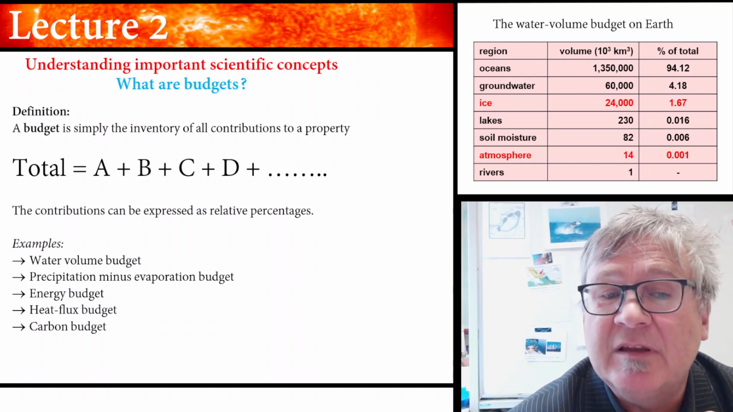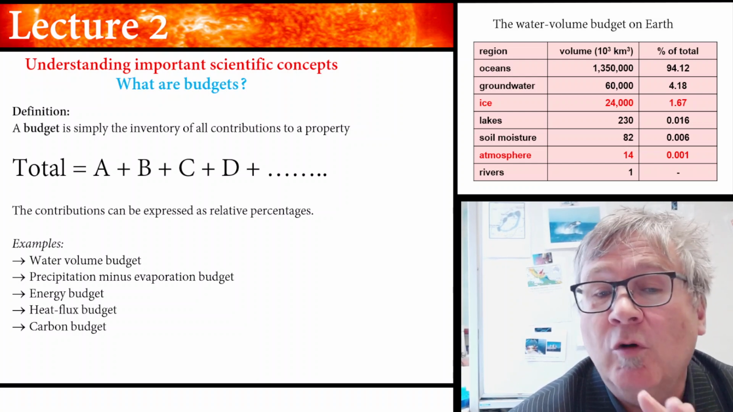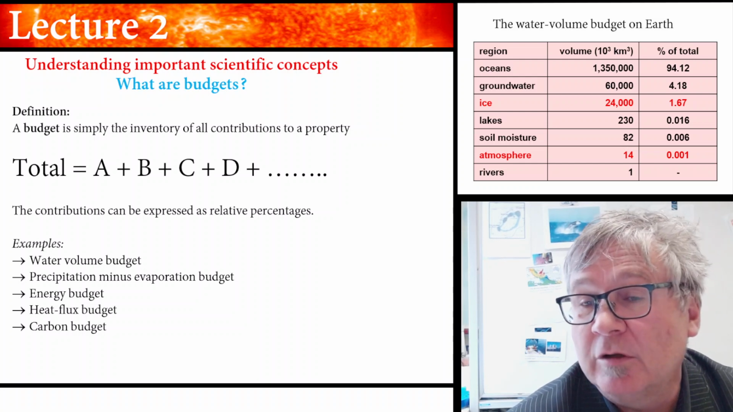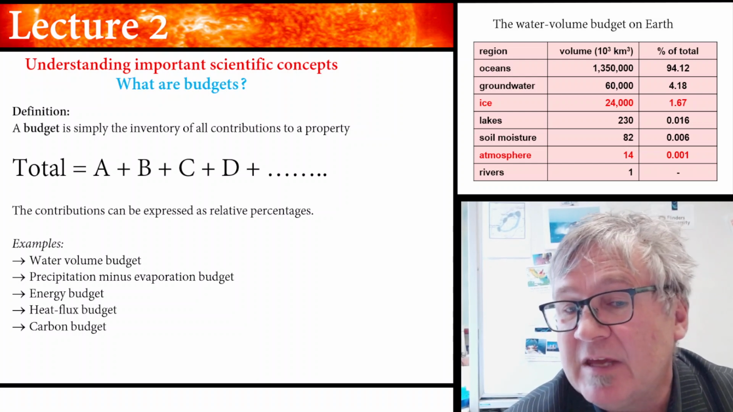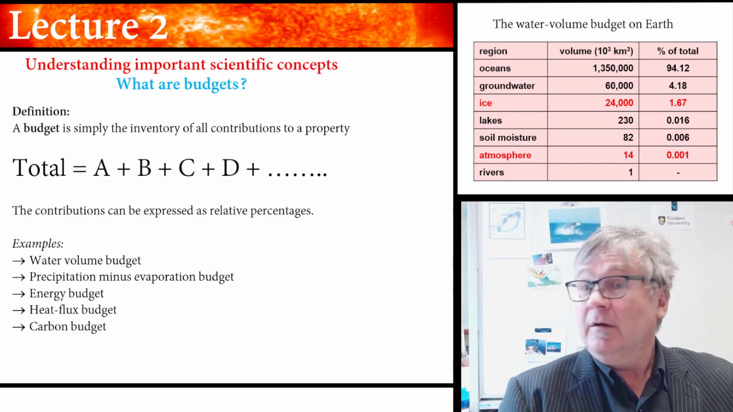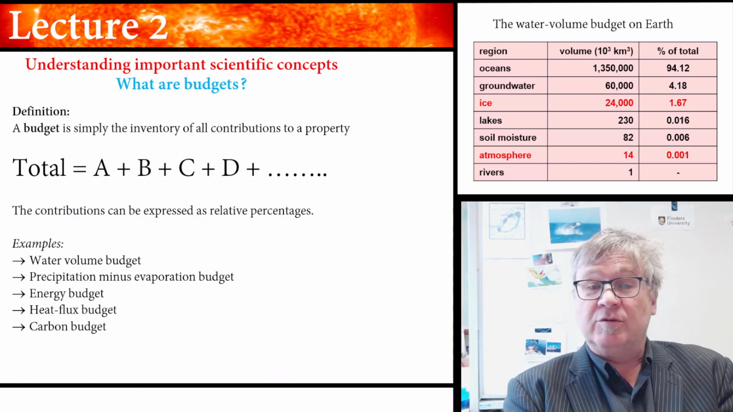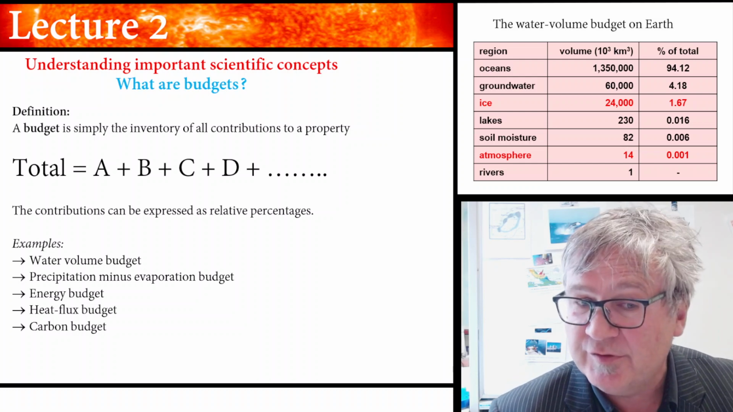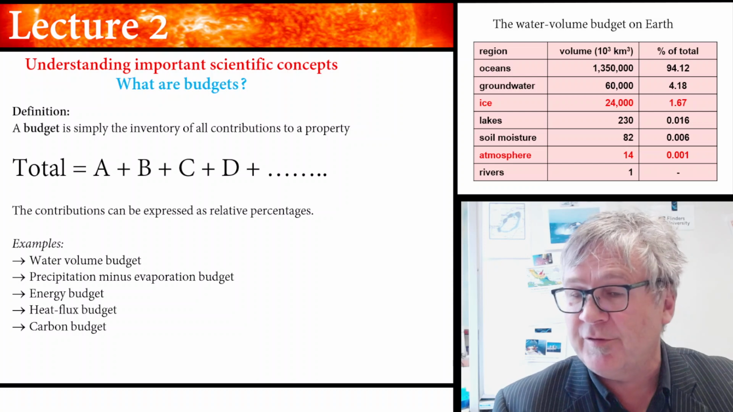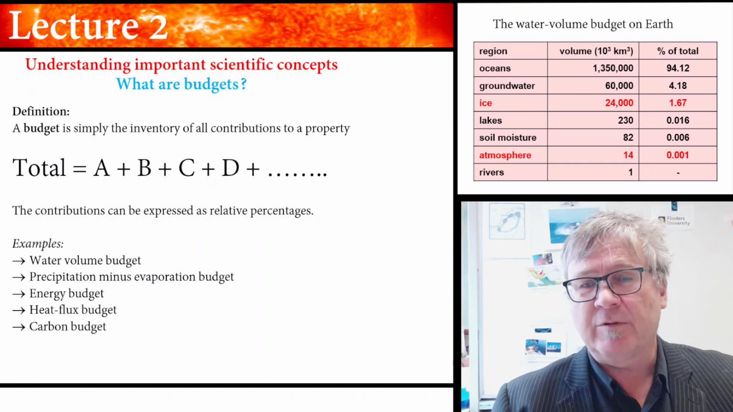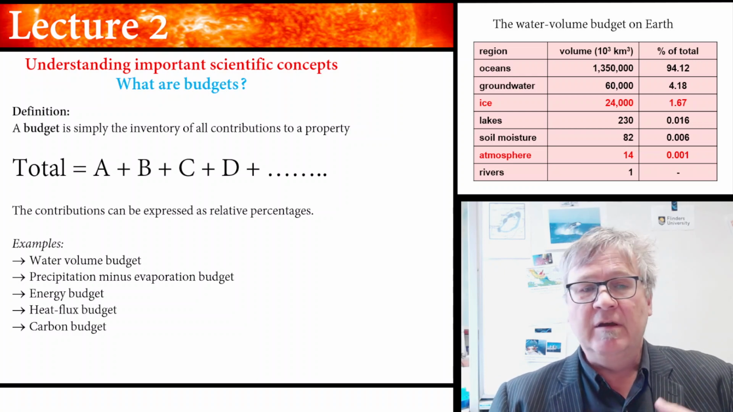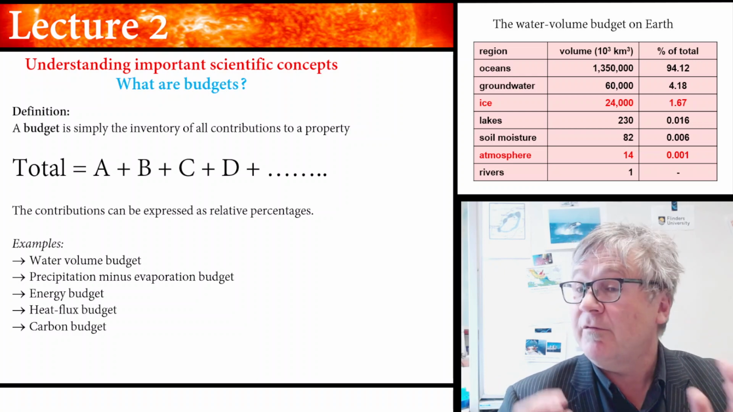A budget is simply the inventory of all contributions to a property. The total is A plus B plus C plus D. You can also express the contributions of these individual things, A, B, C, D, as relative percentages. What's the relative percentage? You just have to divide A by the total times 100. You get the percentage. And I'll give you one example.